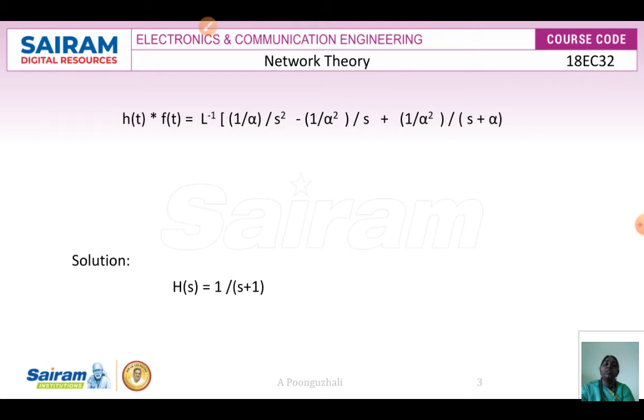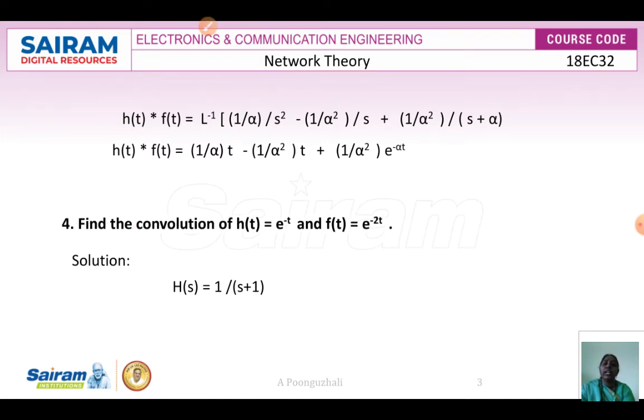The h of t convolution f of t is equal to the Laplace transform of 1 by alpha by s square minus 1 by alpha square by s plus 1 by alpha square by s plus alpha. So if I take the Laplace inverse, 1 by alpha into 1 by s square, the inverse is going to be t. So we write it as 1 by alpha into t minus 1 by alpha square into t plus 1 by alpha square into e power minus alpha t. So this is your h of t convoluted f of t function there.